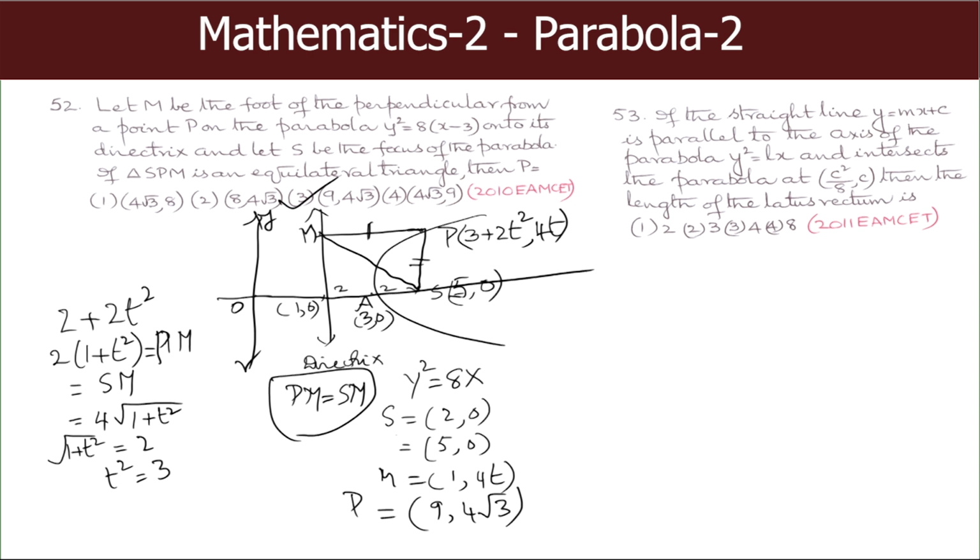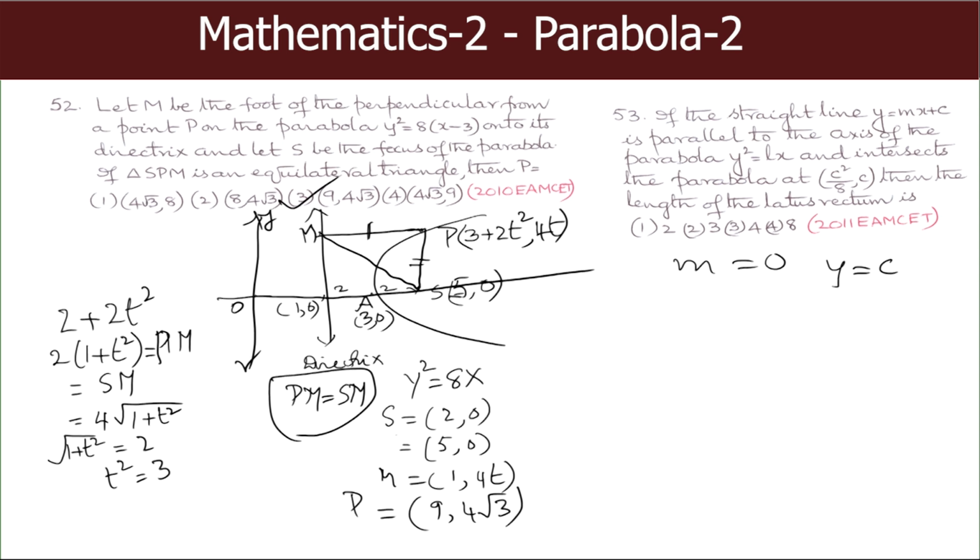If the straight line y equal to mx plus c is parallel to the axis of the parabola, what is the axis of the parabola? X axis, and y equal to 0. So, when this line y equal to mx plus c is a horizontal line being parallel to y equal to 0, m must be 0, and y equal to c, that is the straight line y equal to c, and intersects the parabola at (c square by 8, c).